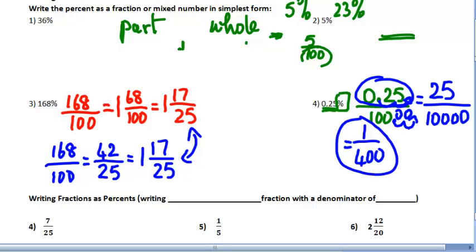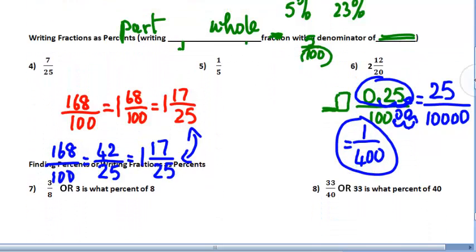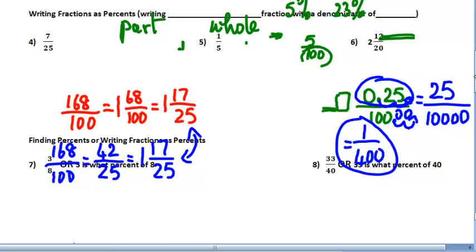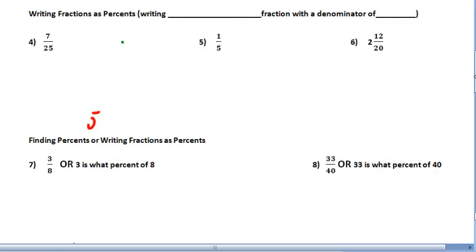Okay. Next part is where I'm going to write the fractions as percents. We just wrote percents as fractions. Now we are sort of going to walk back and then write the fractions as percents. That's what we are going to do. Let's go ahead and do it. Writing fractions as percents, and remember that we are writing equivalent fractions with a denominator of 100. That's basically what we are trying to do.